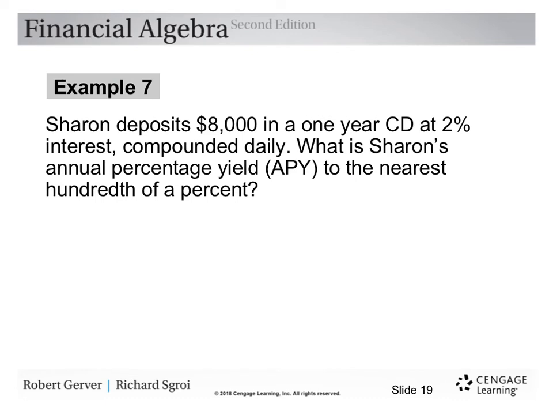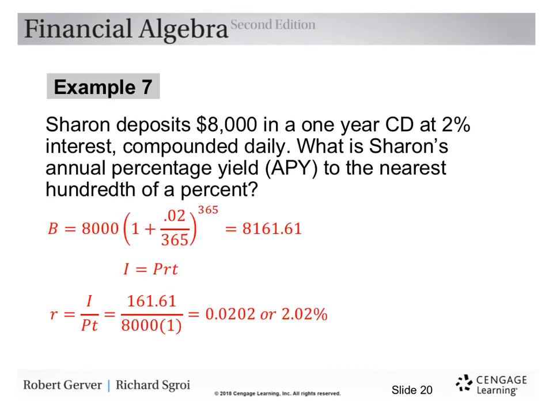All right, now let's talk about APY. Sharon deposits $8,000 in a 1-year CD at 2% interest compounded daily. What is Sharon's annual percentage yield to the nearest hundredth of a percent? Okay? All right, so first thing we're going to do is figure out how much interest she's earned, dollar amount of interest. So it's compounded daily, so there's a 365. It's for 1 year, so then we only got the 365 up here. Interest rate, 2%, so that's it, this right here. So we calculate this out, fraction plus 1 raised to the 365 times 8,000, and we come out with $8,161.61.